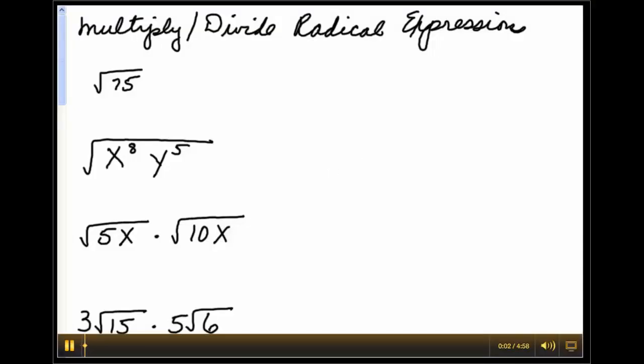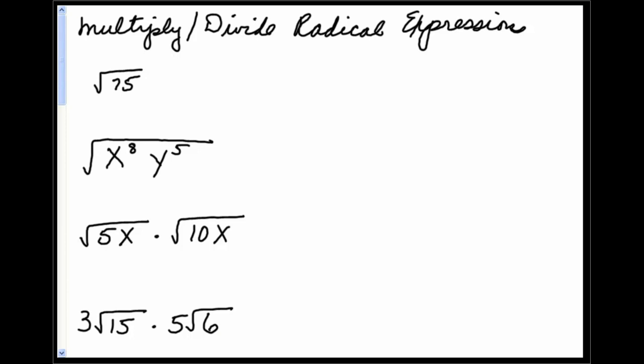Here we're going to talk about multiplying and dividing radical expressions. To begin with, let's just simplify the square root of 75. You're going to rewrite 75 as a product of two numbers. One of those numbers you want to be the largest perfect square in 75, which means you could rewrite 75 as 25 times 3.